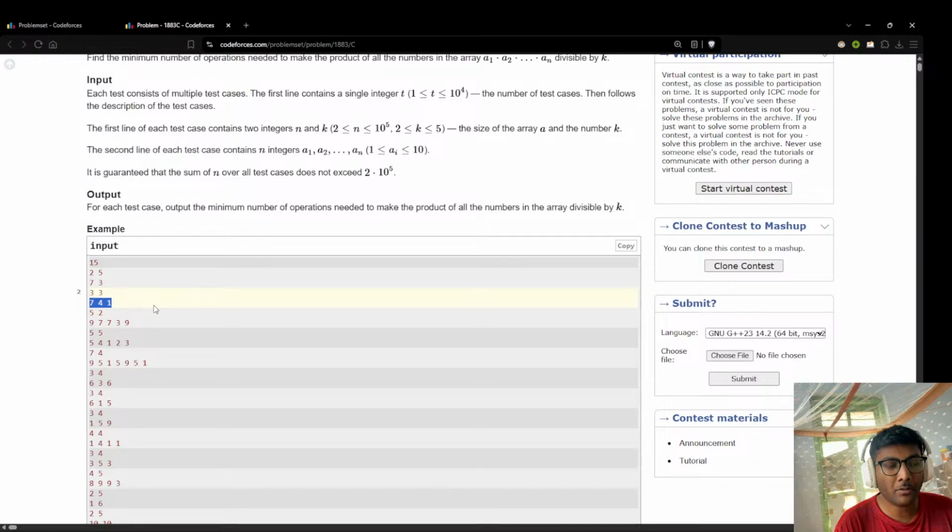Like n is up to 10 to the power 5, that means if AI is up to 10, then the product is up to 10 to the power 6. So finding the product and maybe storing it is not a problem. Even though we can do modulo or something, we don't basically require any modulo as we find the product.